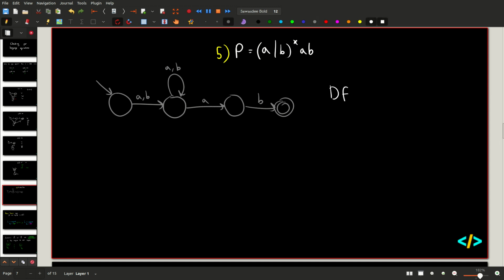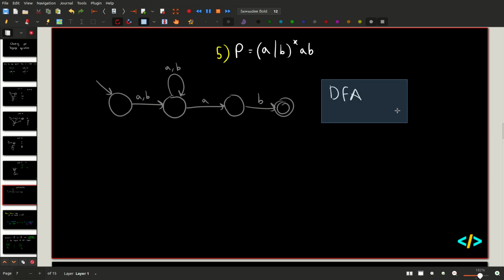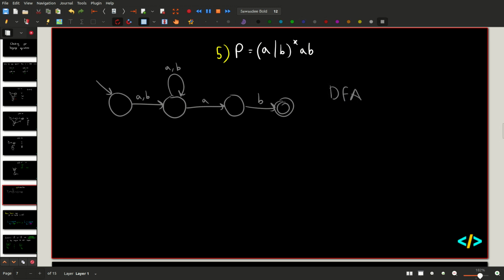Can we use epsilon? I mean, we could use epsilon, but there's no point in this NFA just because we don't need it. It just adds extra steps, but we've done it without, so let's just stick with this one.